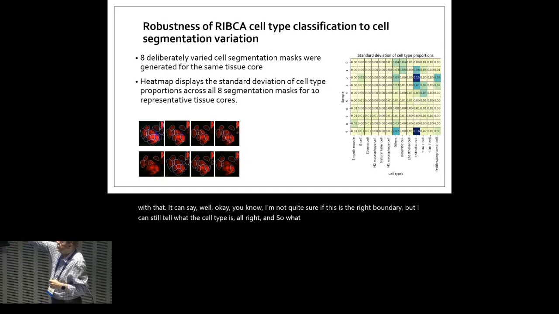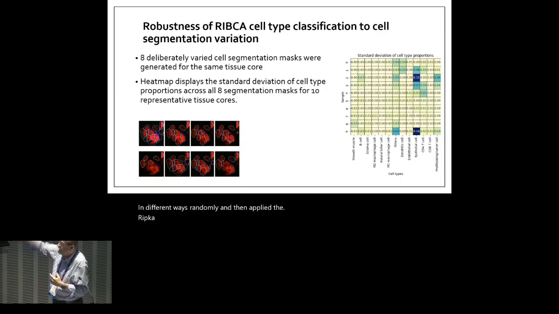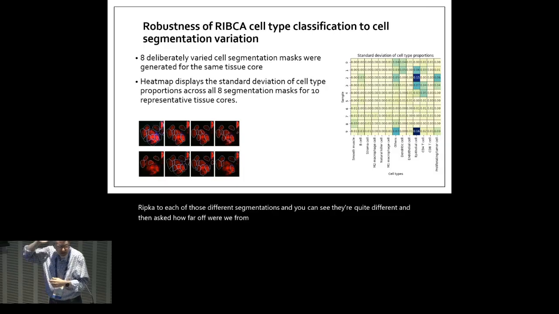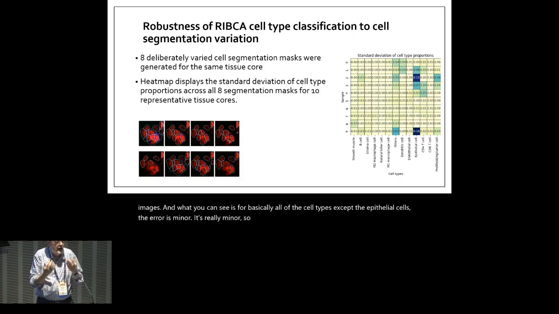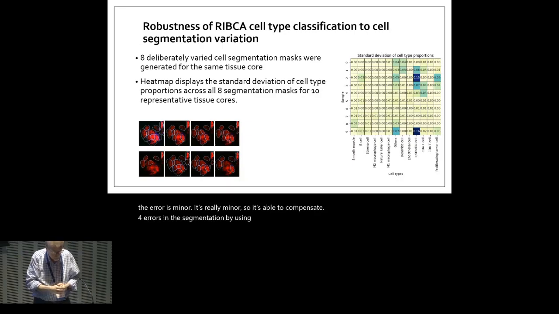And so what we did is we ran segmentation masks in different ways, randomly, and then applied the RIPCA to each of those different segmentations, and you can see they're quite different, and then asked how far off were we from estimating the cell types in those differently segmented images. And what you can see is for basically all of the cell types except the epithelial cells, the error is really minor. So it's able to compensate for errors in the segmentation by using this spatial approach.